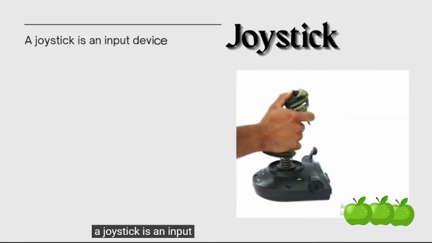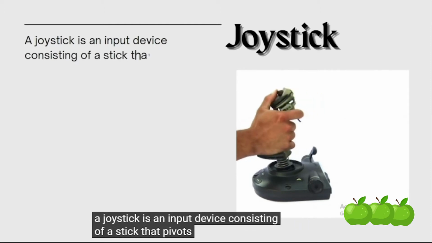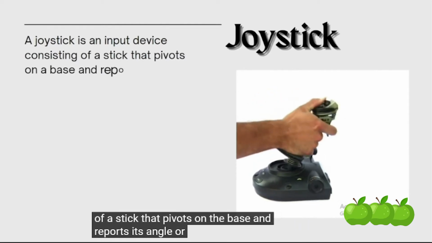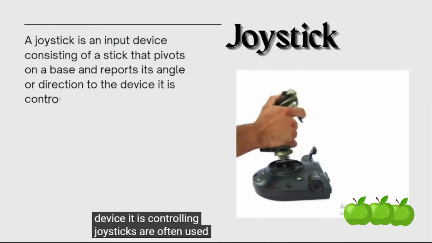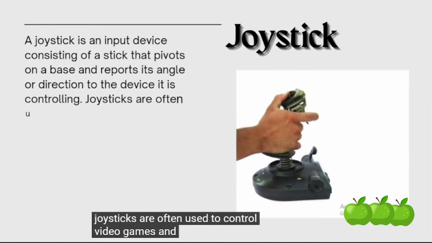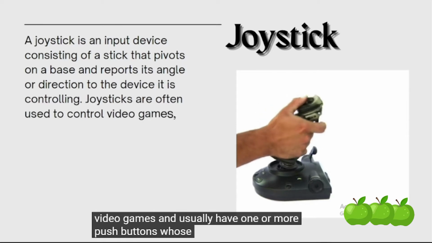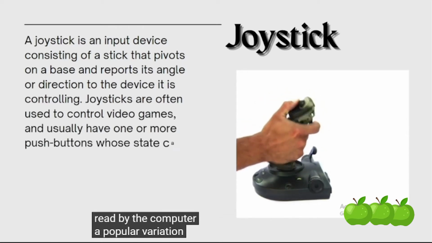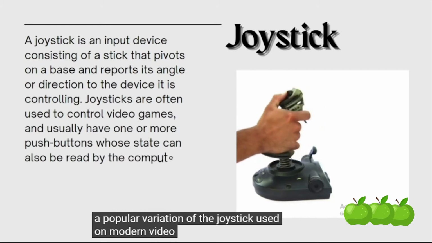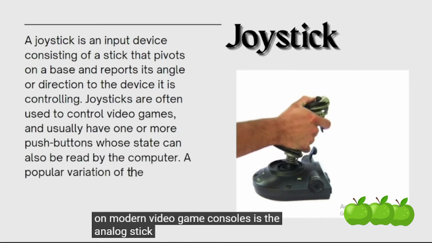A joystick is an input device consisting of a stick that pivots on a base and reports its angle or direction to the device it is controlling. Joysticks are often used to control video games, and usually have one or more push buttons, whose state can also be read by the computer. A popular variation of the joystick used on modern video game consoles is the analog stick.